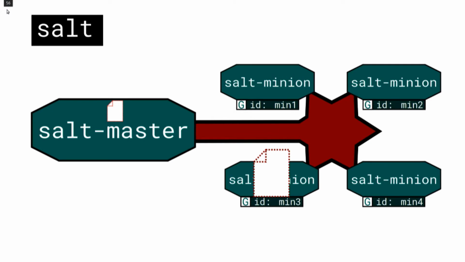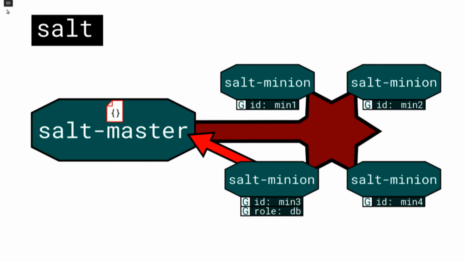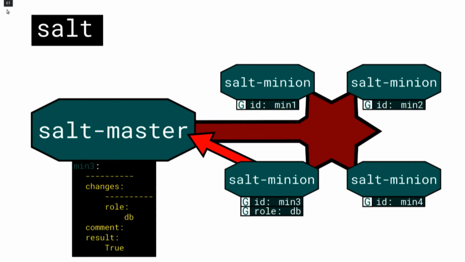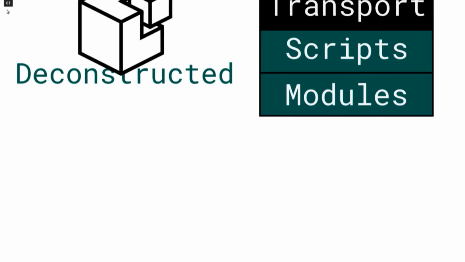The one that does match says, yes, that's me. I'm minion 3. Let me do what you want. I'm going to set a role to a DB. And I'm going to generate a response, call you back privately, and send you the answer. The master then says, I received all the responses I expected. Here's the results. I'm done. And that gives you a good starter of how transport works in Salt.